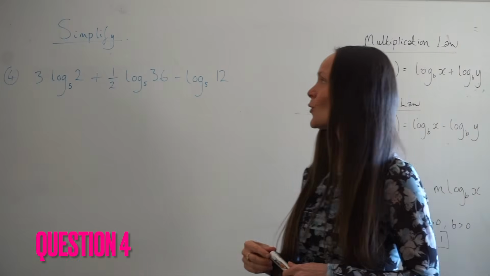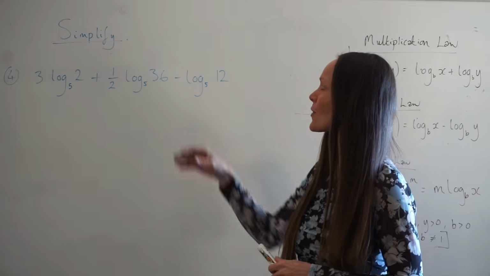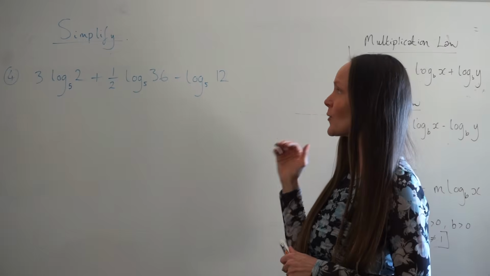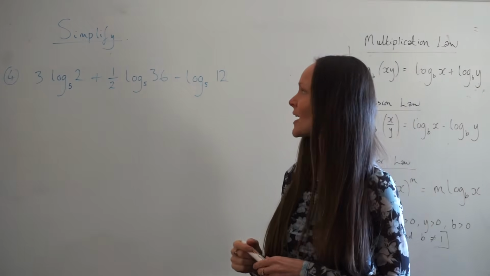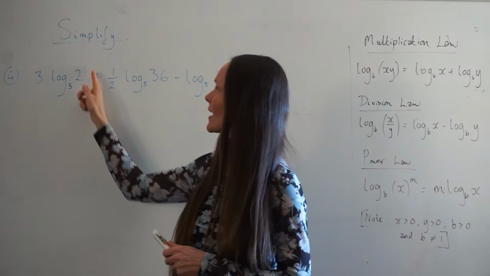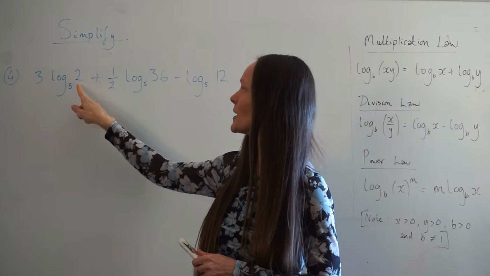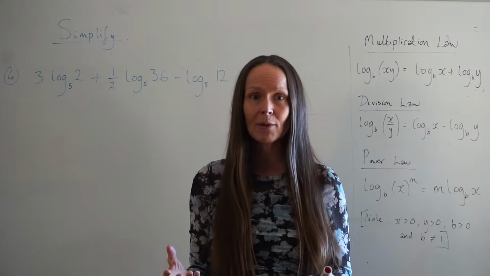So in question 4, we need to simplify 3 log₂ base 5 plus a half log 36 base 5 minus log 12 base 5. So as you can see, we're going to be using all the laws of logarithms in this question. So let's start by looking at the first term here. I can see that this log is being multiplied by 3, so that is going to be the power rule.